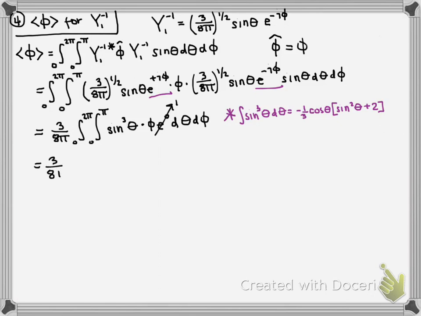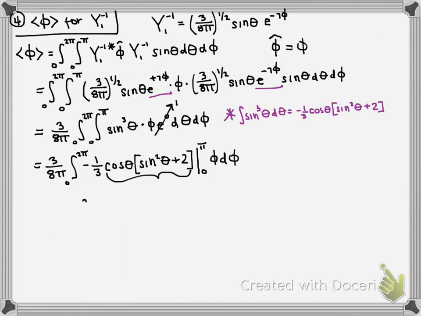So we still have our constant out front. We're still going to integrate from 0 to 2 pi for phi. And then we've got negative 1/3 cosine theta, sine squared theta plus 2. And we need to evaluate from 0 to pi before we do our phi integral. So let's start by plugging in pi. Cosine of pi is negative 1. Sine squared of pi is 0. But then we're going to add 2 to that. So we really have negative 1 times 2, or negative 2.